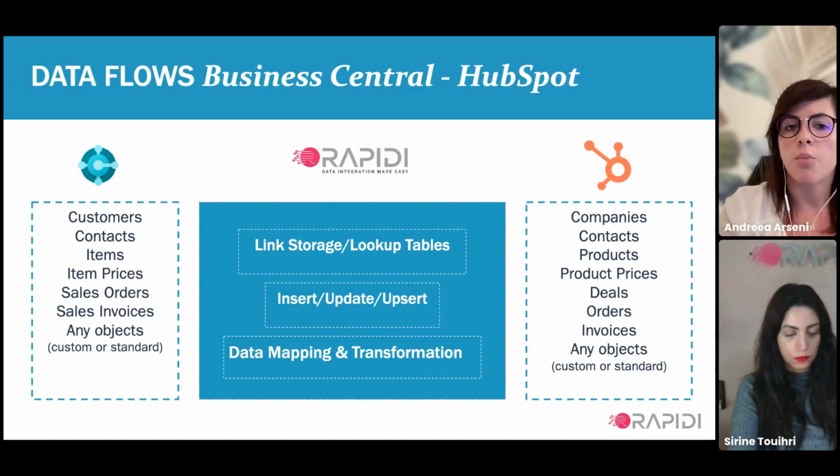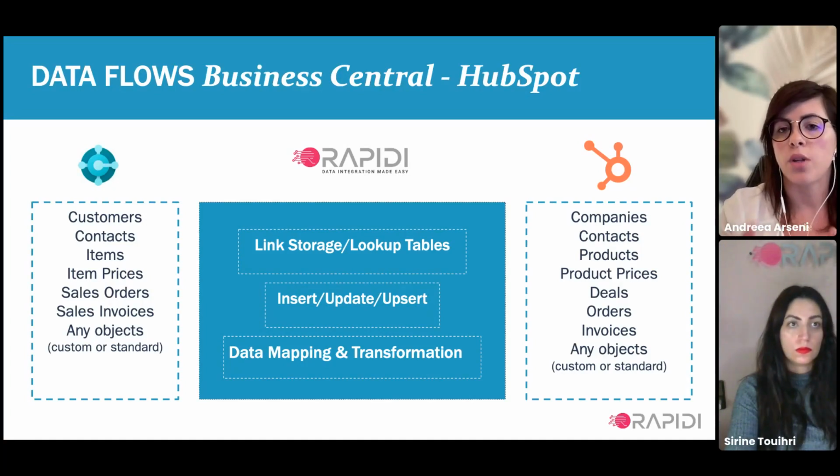And then the last step, which is link storage or lookup tables. This is a way to store the IDs of those records. So if you have customers, one customer is created in, let's say, Business Central, and you want to send that to HubSpot, then you will be able to store the customer number and the HubSpot ID that actually belongs to that specific customer. So this would be more or less the process when you go through an integration.